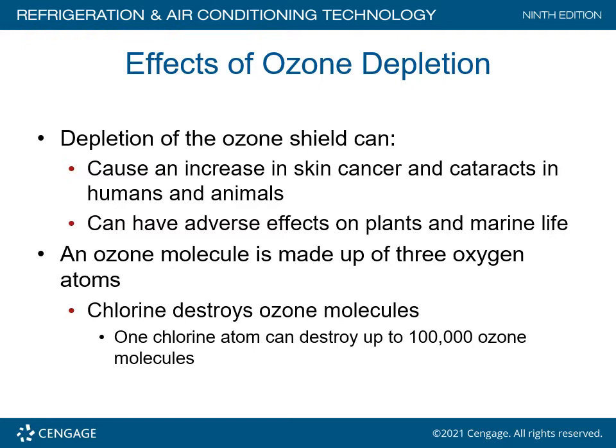An ozone molecule is made up of 3 oxygen atoms. Chlorine destroys the ozone molecules. 1 chlorine atom can destroy up to 100,000 ozone molecules.